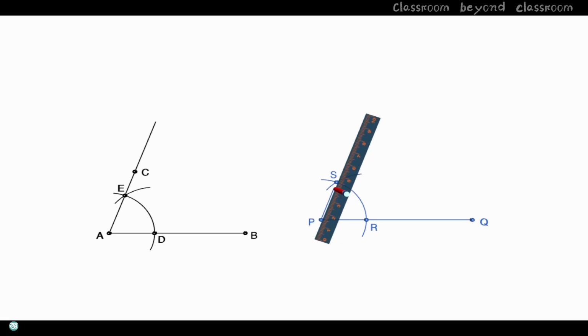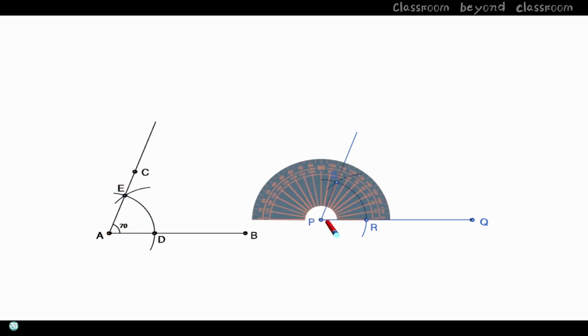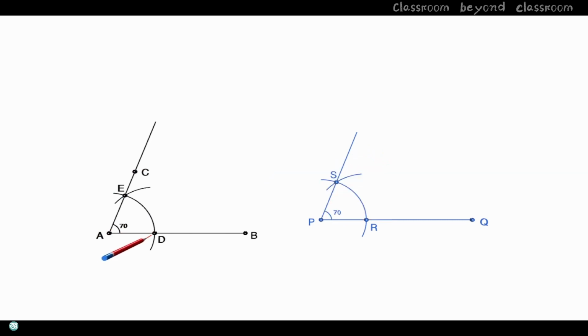Now you join PS and you can extend it to any length. Now this is the angle QPS equal to BAC. That means we have reproduced or reconstructed the angle which is equal to the angle BAC. And you can of course test this with the help of a protractor. You can measure this angle. This angle is 70 degree, and this angle, let us see, this angle is also 70 degree.